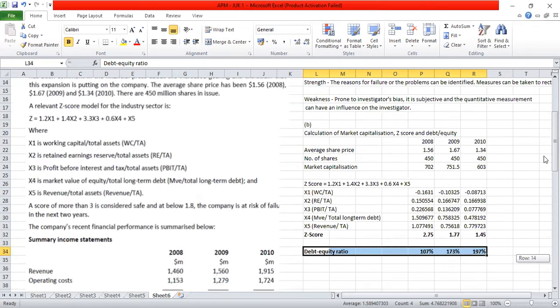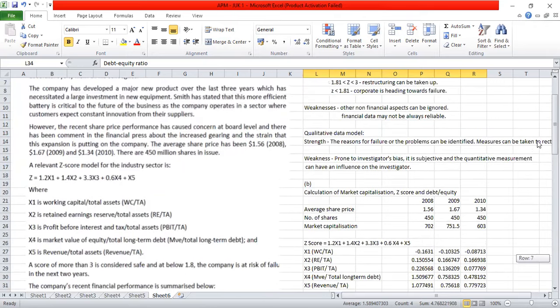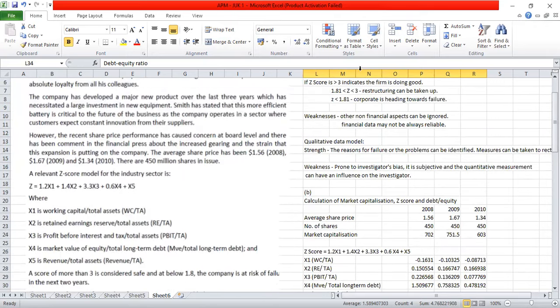See, the Z score is based on these three values. If it is above 3, it's doing good. It's financially sound. If it is less than 1.81, it is a danger. That is, it's almost on the verge of insolvency, bankruptcy, and it would file for insolvency. If the value lies between 1.81 and 3, maybe some measures can be taken so that things can be rectified.